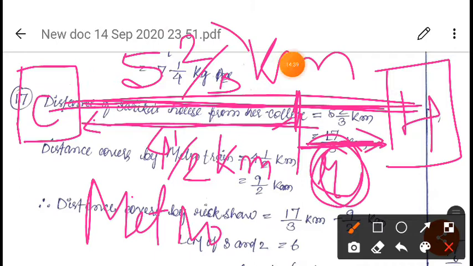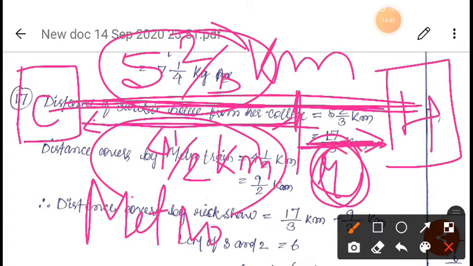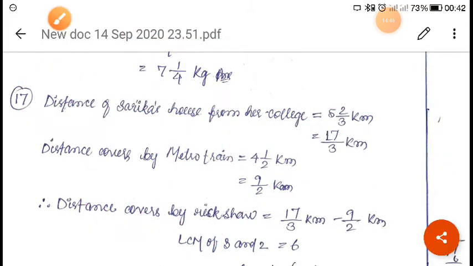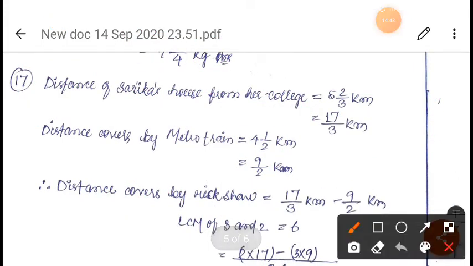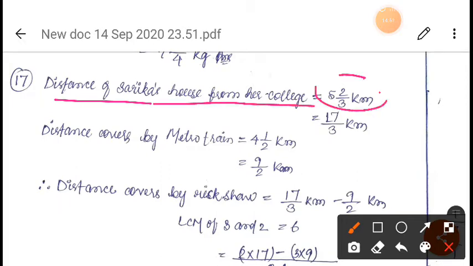So what we have to do is subtract this one from this one, and we will get this, right? Here we can see the distance of Sarika's house from college is 5 2 by 3 kilometers. When you solve this, it will be 5 into 3 is 15, plus 2 is 17, so 17 by 3 kilometer.